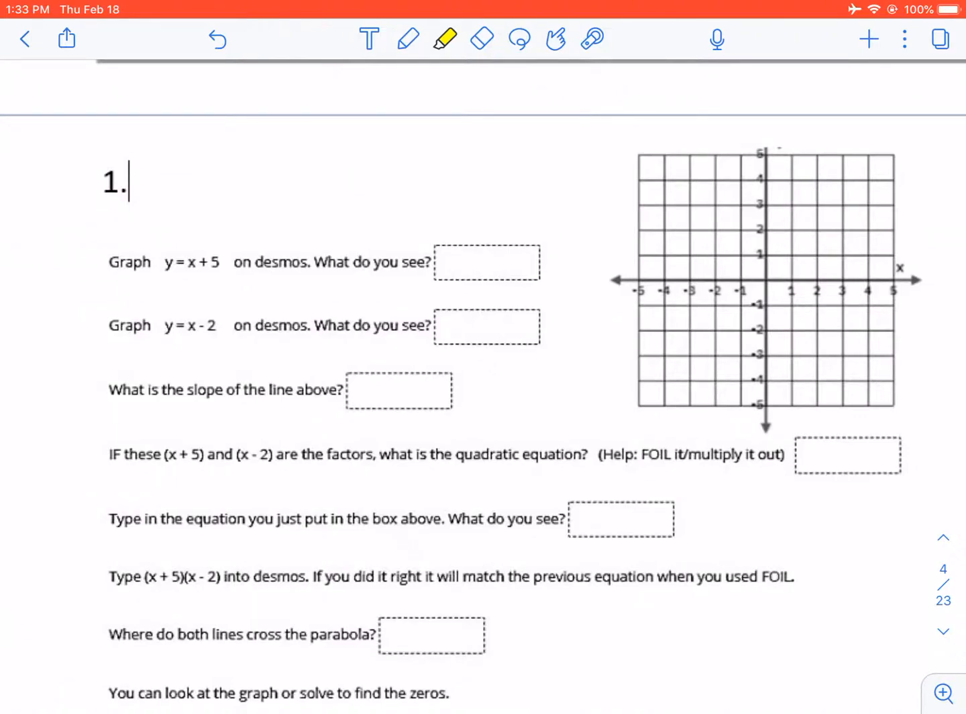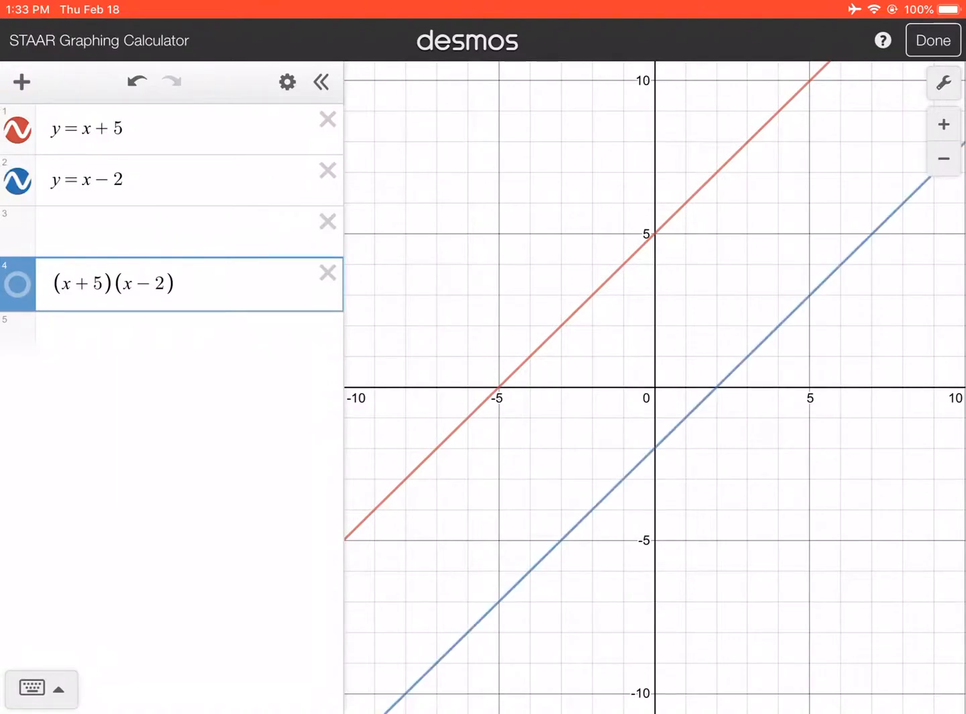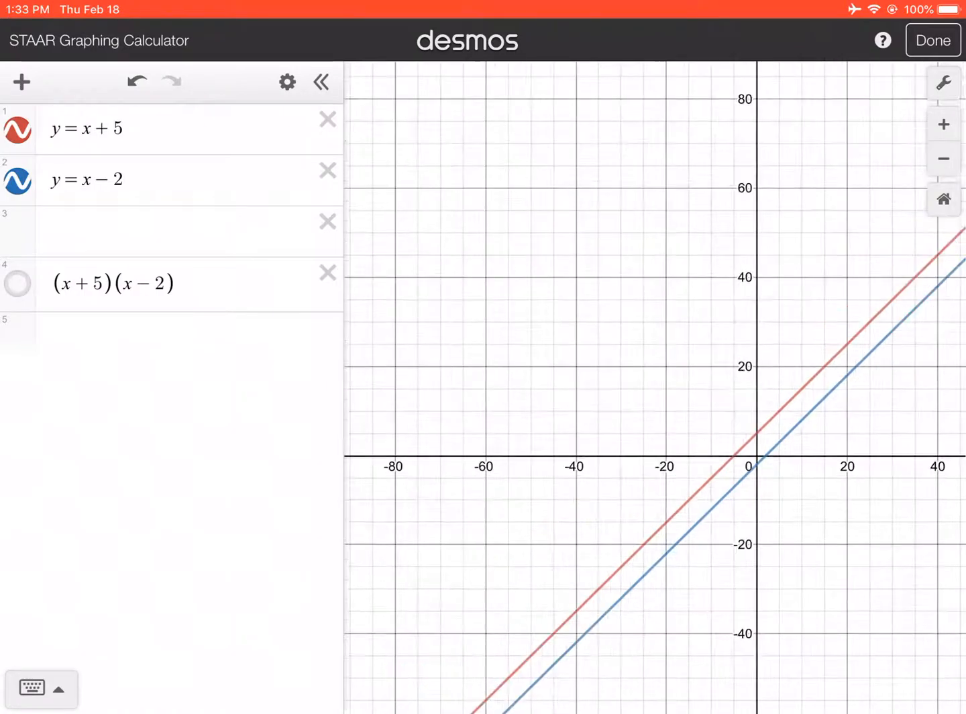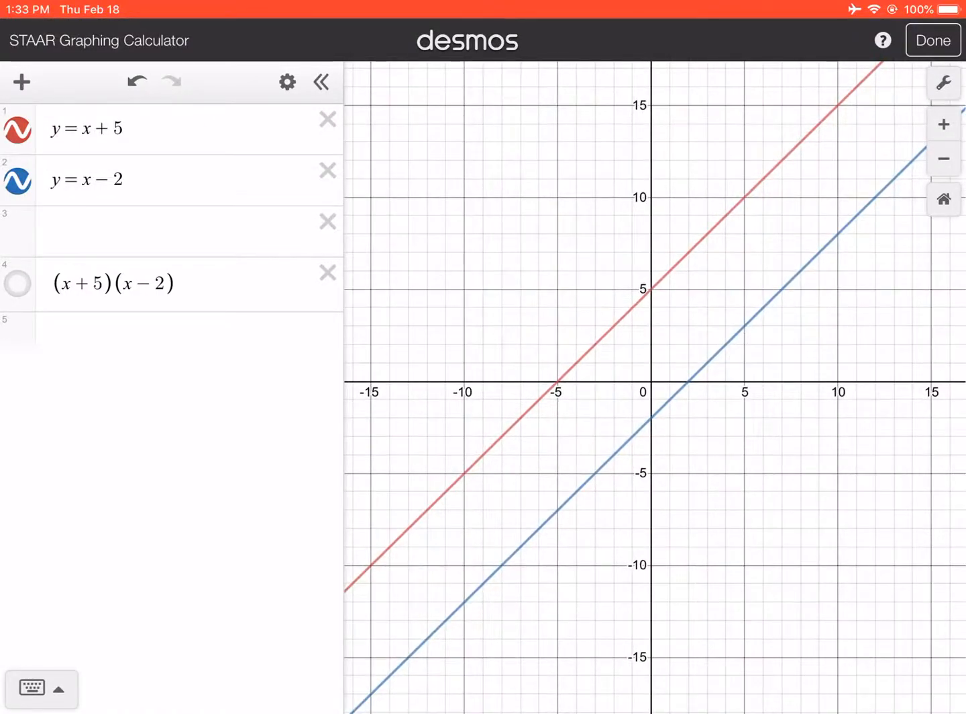So you're going to go type these things in. It also says to graph y equals x minus 2 on Desmos, and what do we see? So I'm going to go type both of these in and highlight them. What is this? We can zoom in, we can zoom out, and we see that they look like lines, and in this case they are parallel lines.